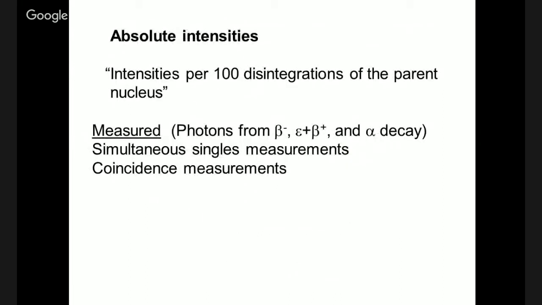Absolute intensities. Some people call them emission probabilities. The absolute intensities per 100 disintegrations of the parent. Measure photons, like per beta plus or alpha. Simultaneous single measurement or coincidence measurement. You can put two detectors, one for betas and one for gammas, and measure simultaneously. And you have to know the efficiency of the detector. The ratio gives you the absolute. Or you can do 4 pi beta gamma coincidences, and you can get the absolute intensity of that.